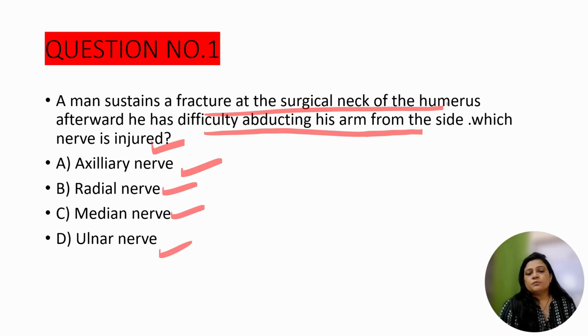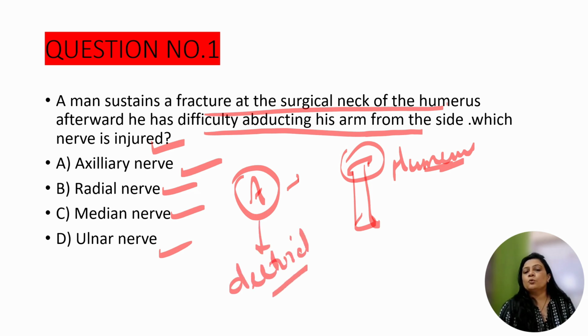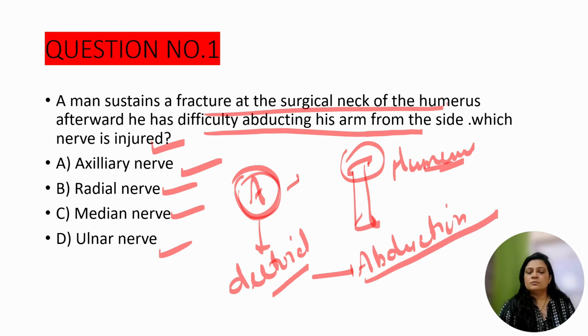From the options we have, the answer is A, the axillary nerve, because the axillary nerve surrounds the neck of the humerus, wrapping around it. It also supplies the deltoid muscle, which supports abduction of the arm. So when this nerve is damaged, there is a problem in abduction. The right answer will be A.